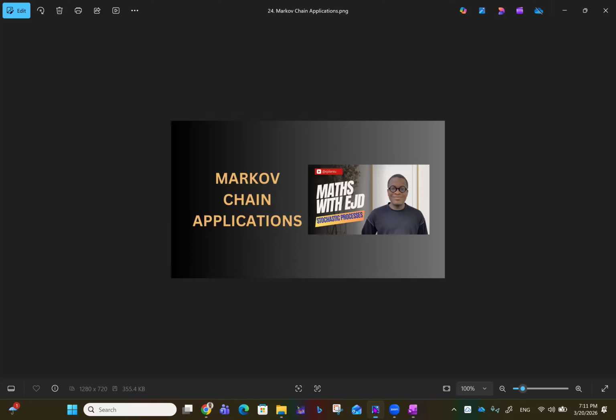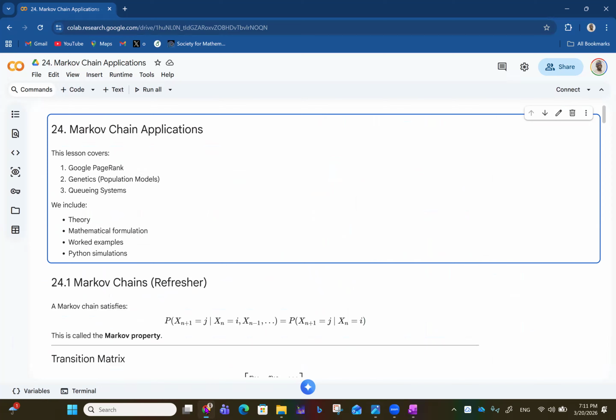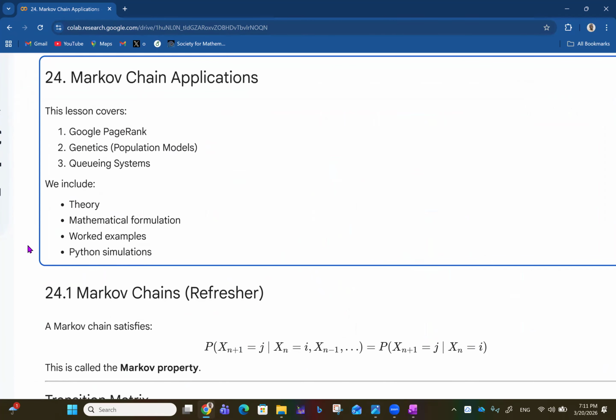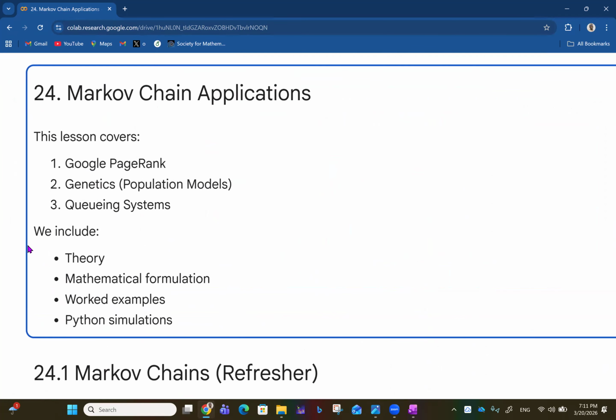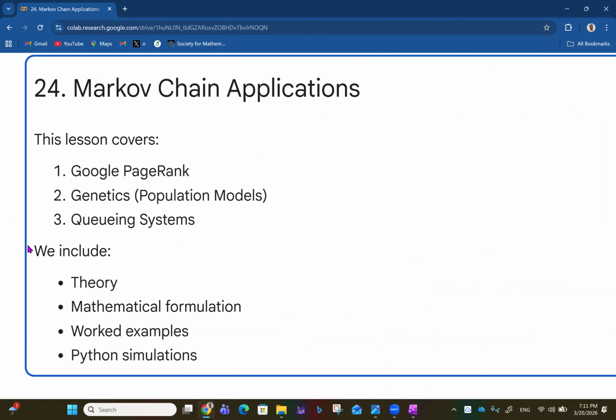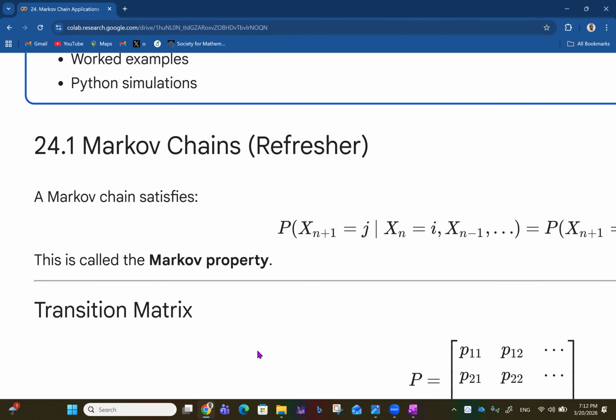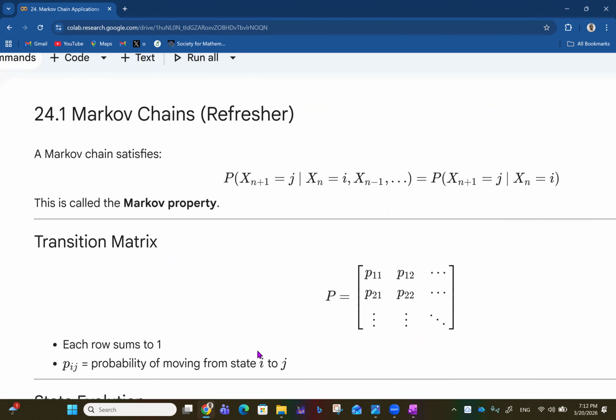All right, so this lesson covers Markov chain application areas like Google PageRank, which is very popular in our surfing the net, genetics, like population models, and queuing systems. We include the theory of Markov chain applications, the mathematical formulation, worked examples, and Python simulations. So we start first of all with a refresher.